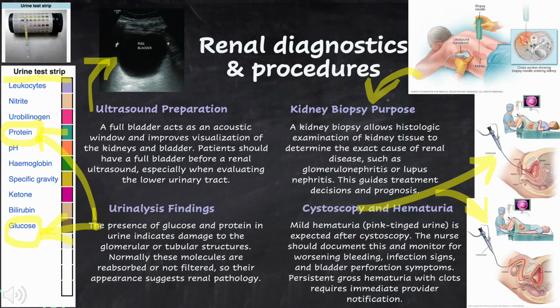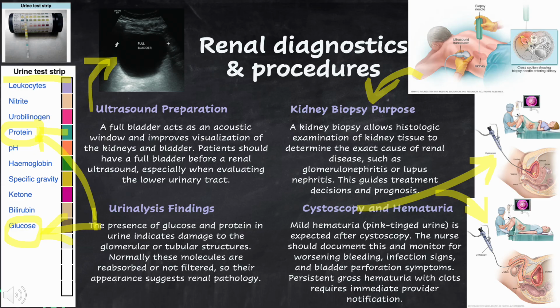Finally, when a patient undergoes a cystoscopy, an endoscopic inspection of the bladder, it's important to know what to expect after the procedure. Mild hematuria, urine that is pink-tinged, is expected for a day or two post-cystoscopy due to minor irritation of the urinary tract. The nurse should document this finding and encourage increased fluid intake to flush the bladder, which helps minimize bleeding and reduce infection risk. However, the nurse must also watch for signs of complications.